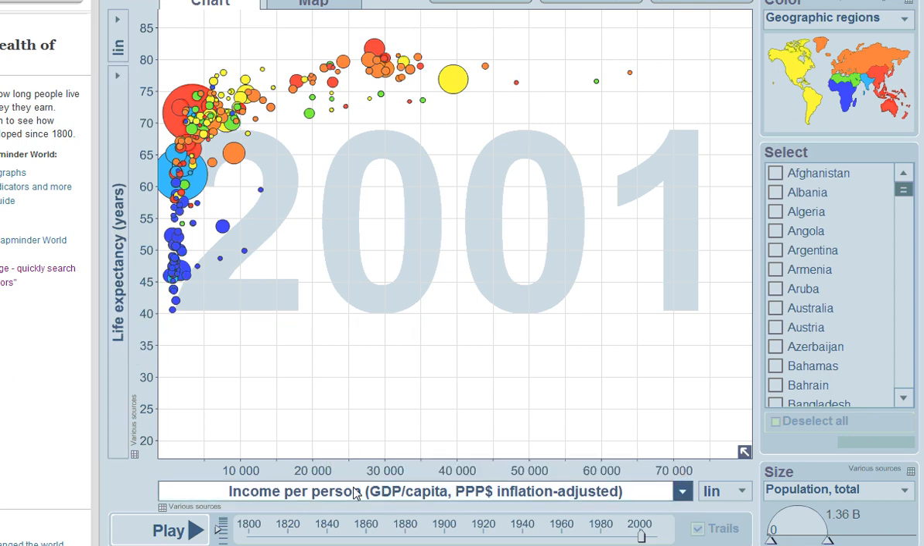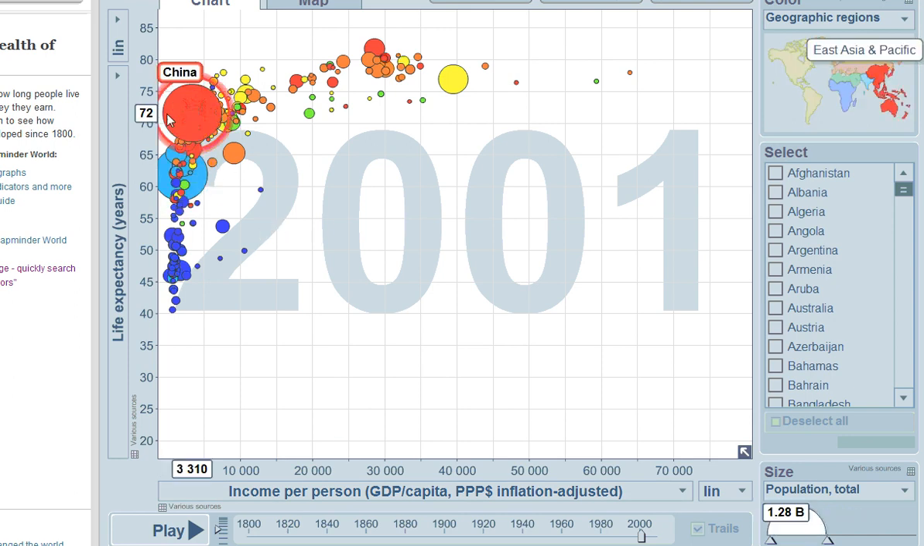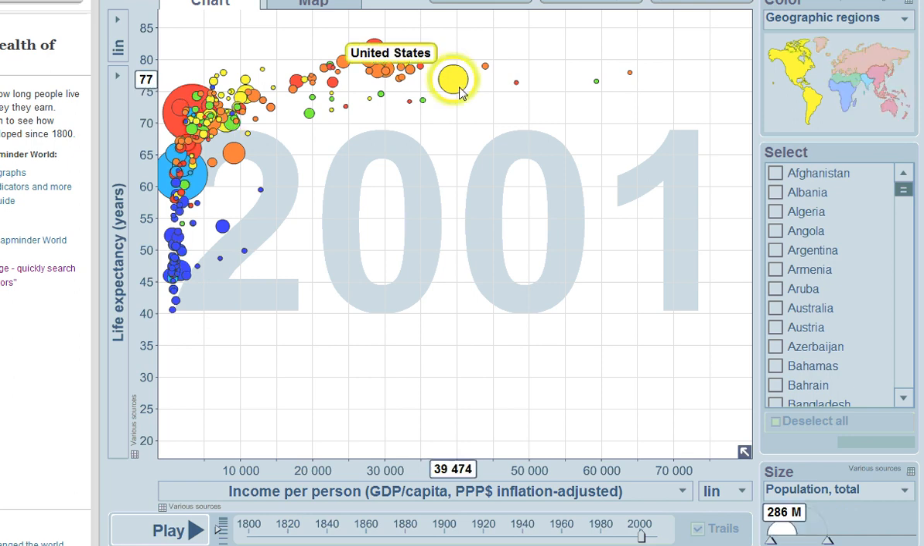I'm comparing the income per person in any particular country, such as India or China or the United States, against the life expectancy of people in that country. And you can see it forms this interesting graph.